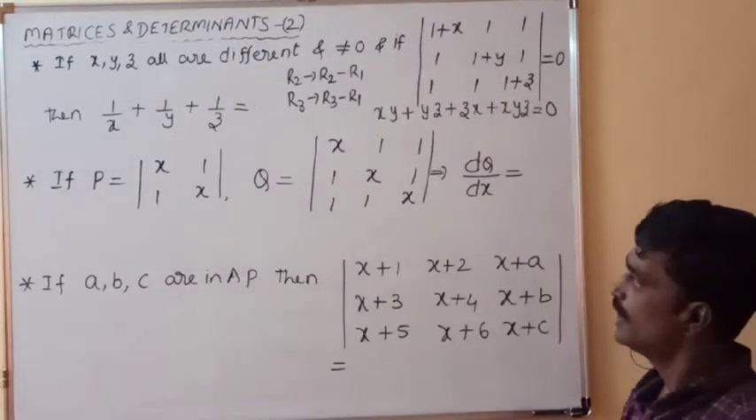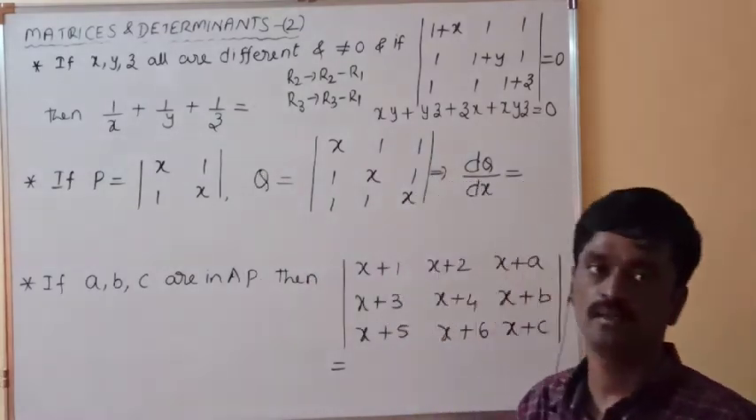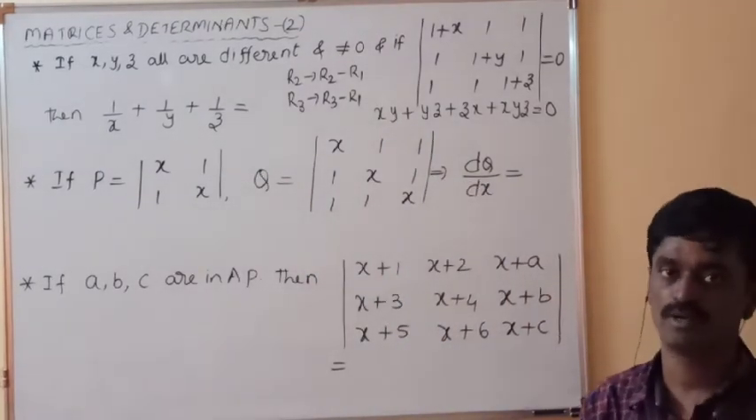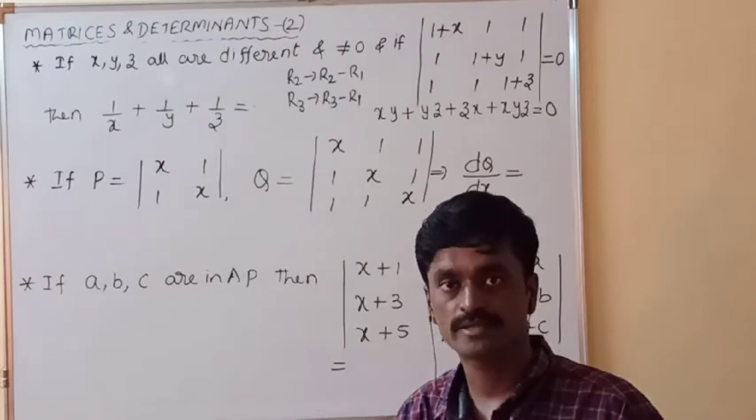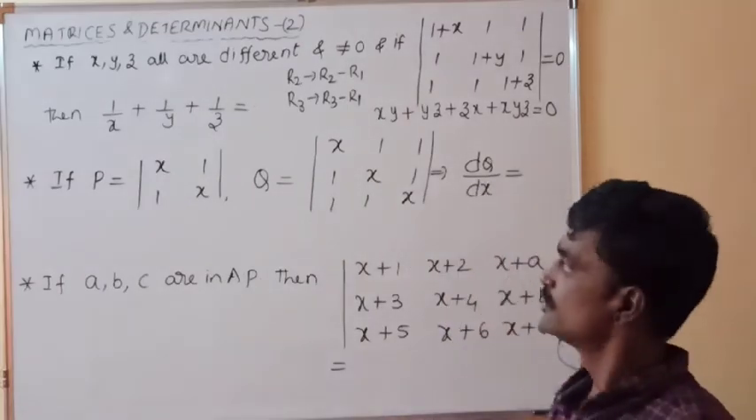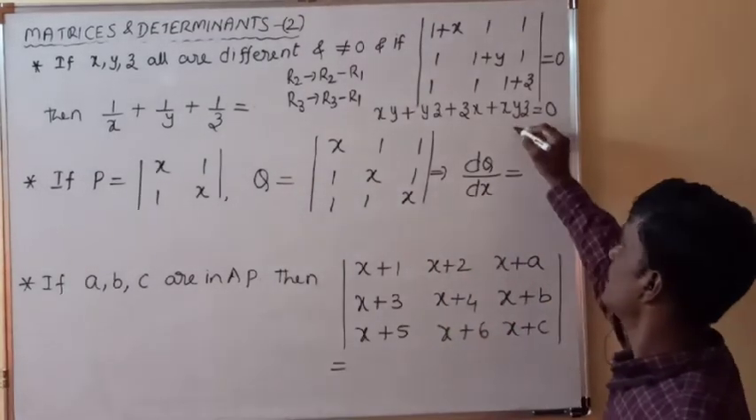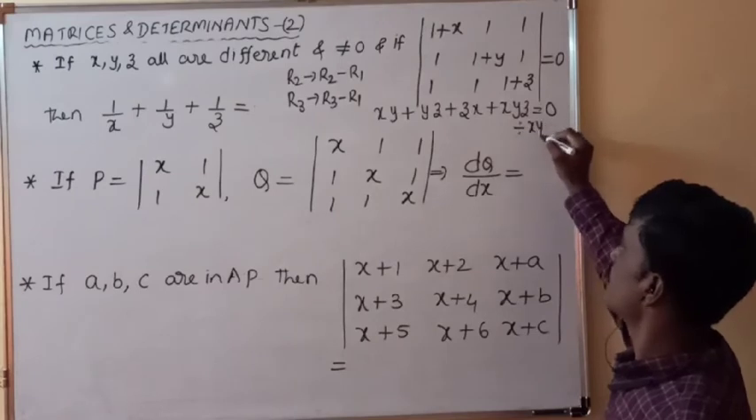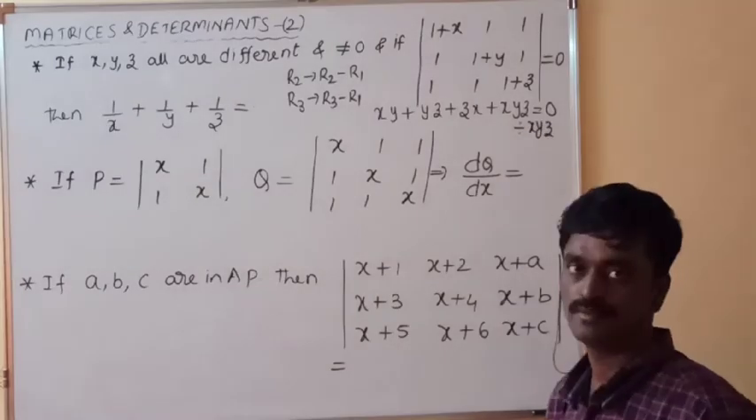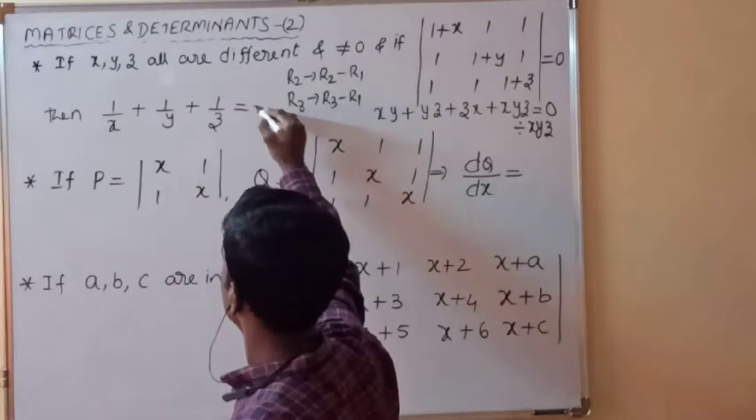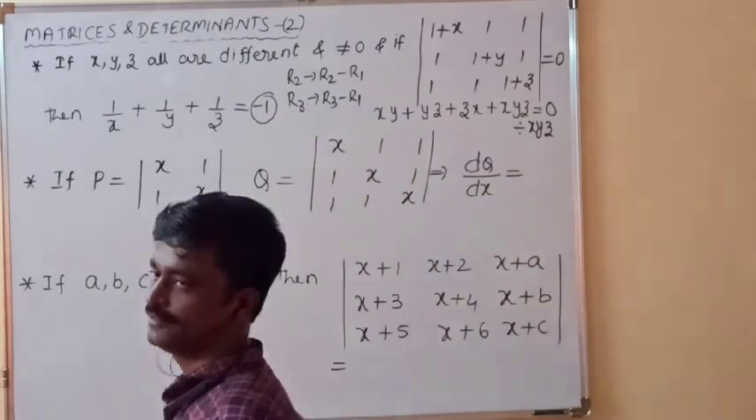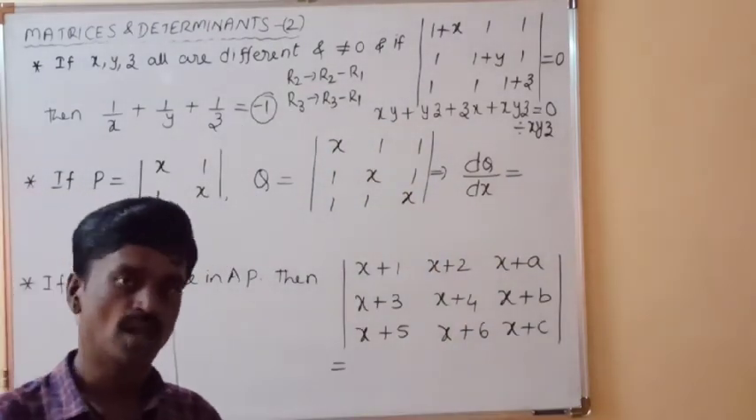After doing these two operations and expanding this determinant, you will get this is equal to 0. Now the question is what? 1 by x plus 1 by y plus 1 by z. To get that quantity, you divide this equation throughout by xyz. Then you will get the answer is minus 1.